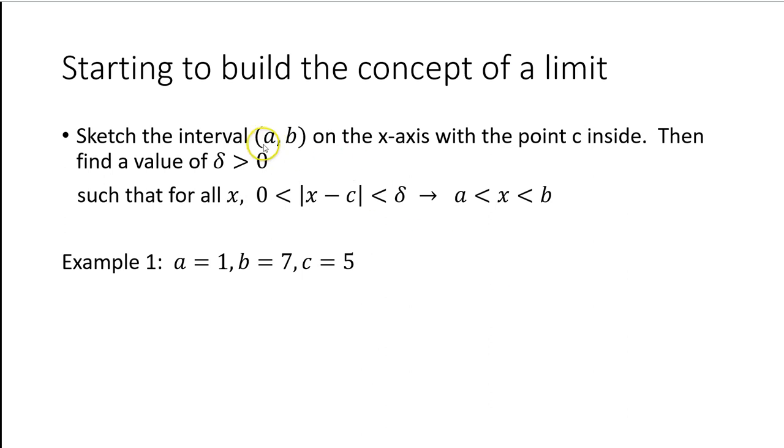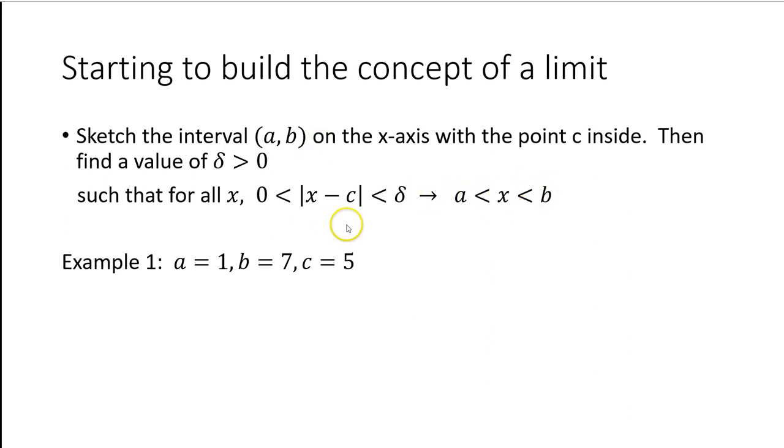Again, here's our open interval. In this case, we will actually know a and b, and there's some point c inside the interior of a and b. Then what we want to do is find a value delta which is greater than 0. So there's a positive number delta such that for all x we have this statement here. This looks really ugly mathematically. It says 0 is less than the absolute value of x minus c is less than delta, implies a is less than x is less than b.